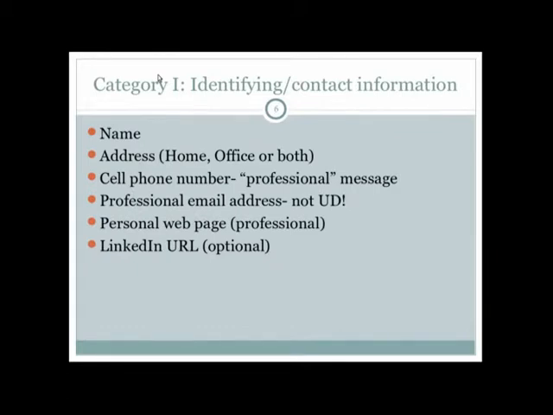Let's start with the first category. The first category is, as I mentioned before, the identifying or the contact information. Some of it is pretty obvious, but you want your name, and you want your name in the form that you're usually known by. For example, if you have a name that is very foreign sounding and you're worried about how that's going to be perceived, you might use your Americanized name in parentheses on the CV.